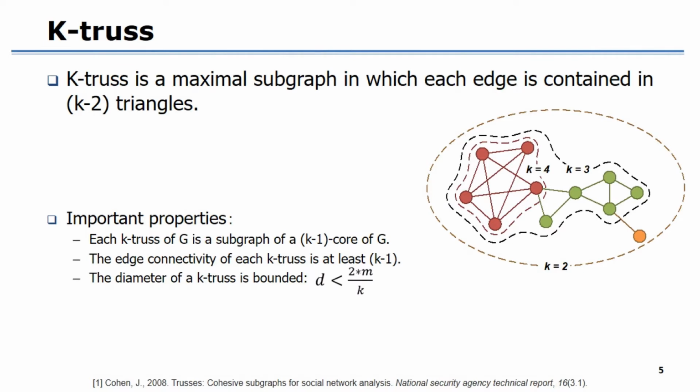K-truss is a maximal subgraph in which each edge is contained in at least K-2 triangles. It has some important properties, such as each K-truss is a subgraph of a K-core. The edge connectivity of each K-truss is at least K-1, and the diameter of a K-truss is bounded regarding the number of edges and the value of K. These properties directly follow from the definition of K-truss.